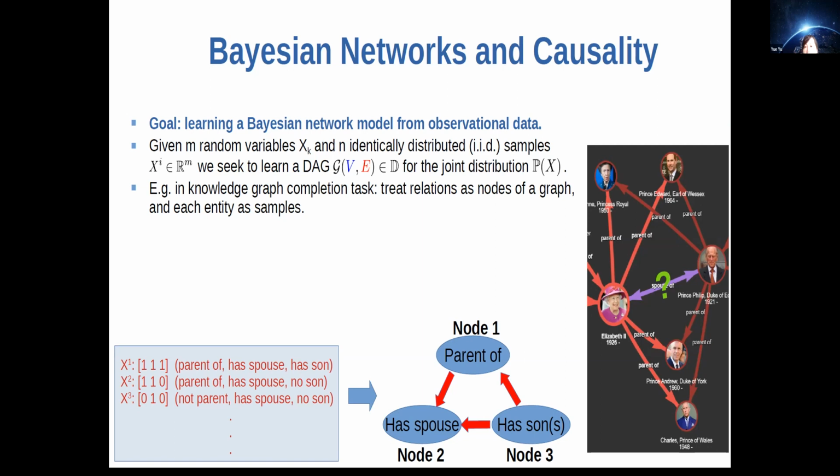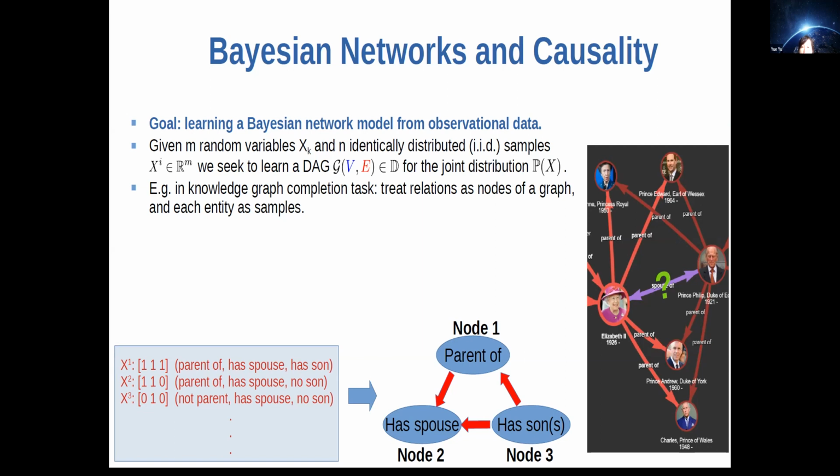For example, I don't know if Elizabeth had a spouse or not, but let me try to observe Prince Philip. Prince Philip is the parent of, say, Prince Edward, and he also has a son. So from there, we can collect the data. Prince Philip is the parent of somebody, so the first node is equal to 1 for the first sample. He has a spouse, so the second node is also 1. And he has a son, so the third node is also 1. By doing that, we collect the data.